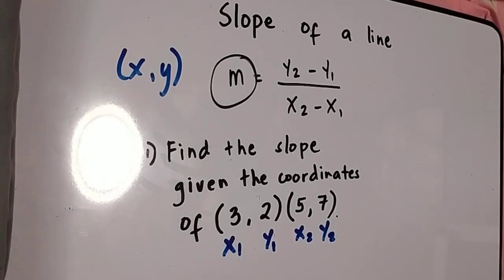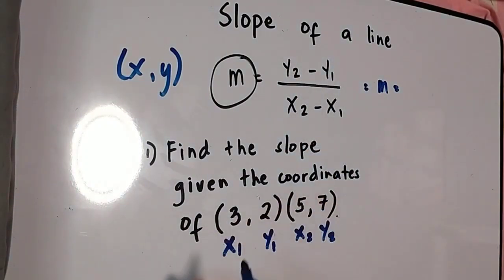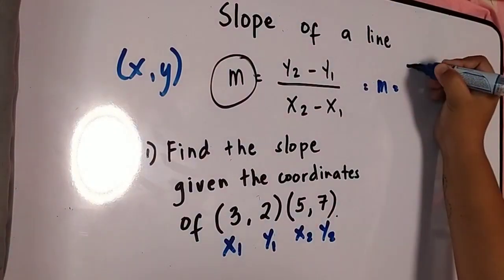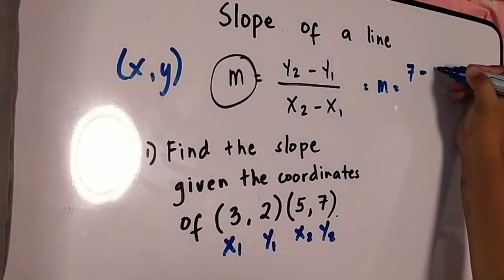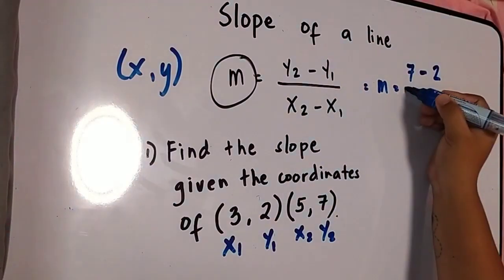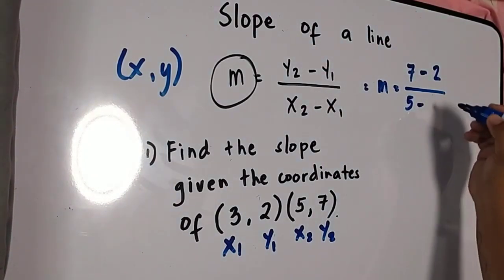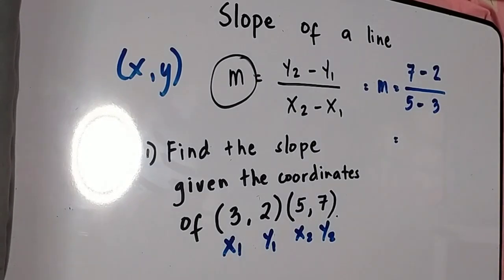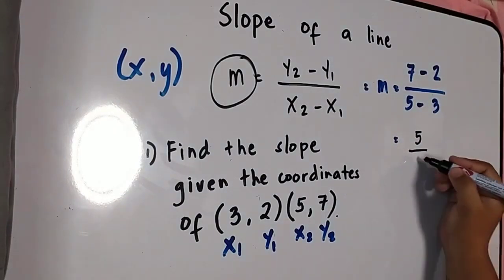Now, after identifying, okay, the coordinates, ang gagawin na natin is, we will solve them. Okay? Ito yung gagamitin natin na formula. So, we will simply substitute the values. So, di ba we have m equals y sub 2. So, ano ba dito yung value ni y sub 2? That is 7. So, you have here 7 minus y sub 1 is 2. Laging subtraction yung operation na over x sub 2, which is 5. Then again, minus x sub 1, which is 3. Then simply solve. So, 7 minus 2, that is 5. Over 5 minus 3, that is 2.